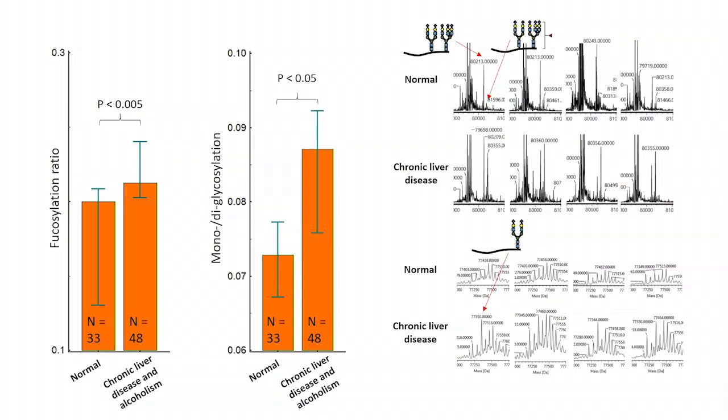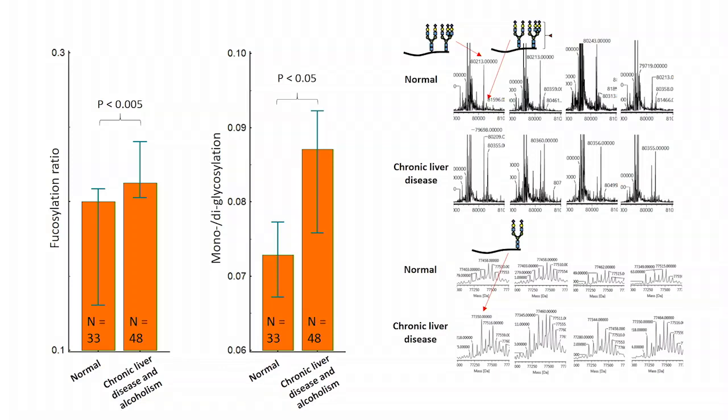So we do see a difference between normal subjects and those with chronic liver disease and alcoholism. Now the difference is not really that great because it's not a very reliable biomarker, but still we can see a difference. And the difference in the fucosylation ratio as well as the monoglycosylation ratio as well.